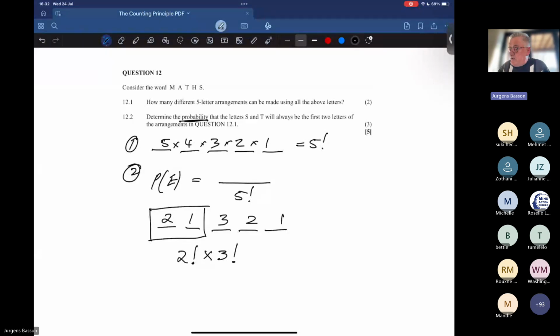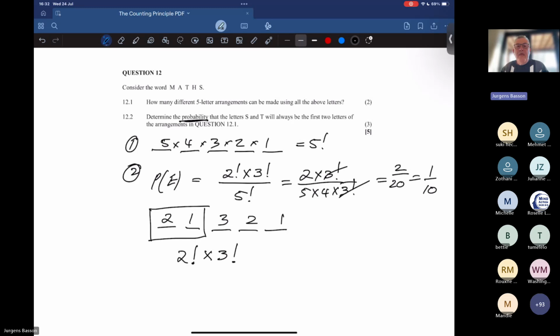So we will say 2 factorial times 3 factorial above the 5 factorial. Now we can simplify that as 2 times 3 factorial, and the 5 factorial you can write as 5 times 4 times 3 factorial. The 3 factorials will cancel, and you get 2 over 20 or 1 over 10. I hope that makes sense. So, a tiny little question, looks innocent, but there's a little trick that one needs to understand.